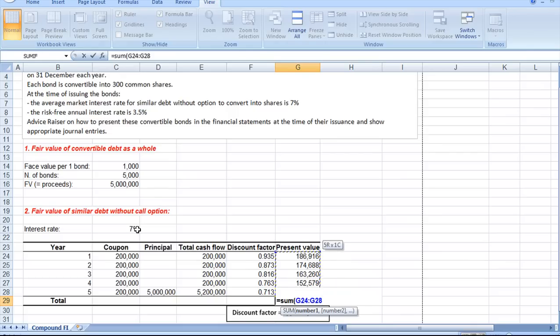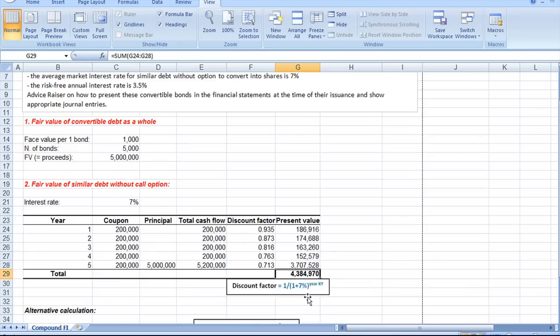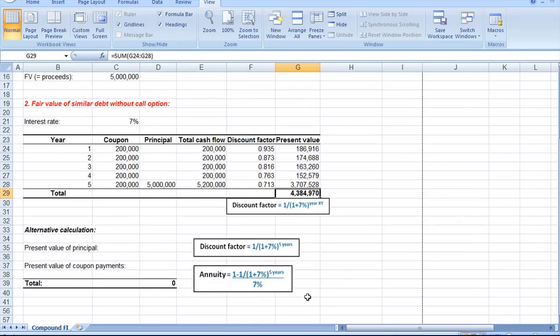Total of present values of individual cash flows gives us fair value of the liability component of the convertible bond, right? Which is 4,384,970. Now, if you want to shorten this calculation, it is possible by using simple discount factor and annuity formulas, but I prefer this table form because you can use it in practically all circumstances, even when cash flows are not the same each year, like here.